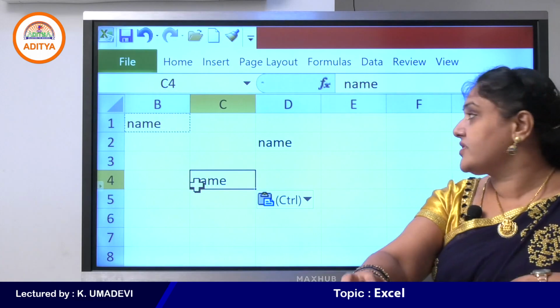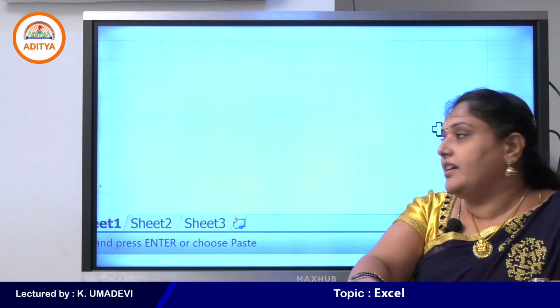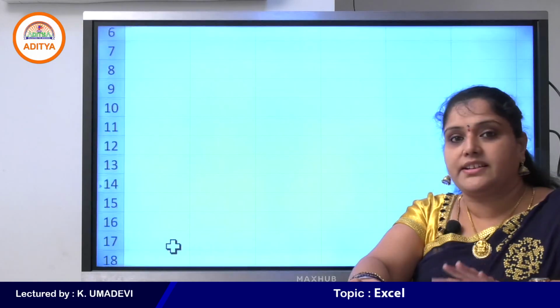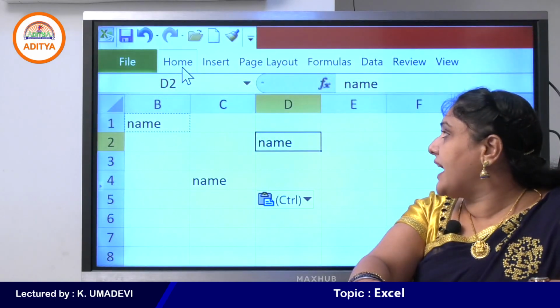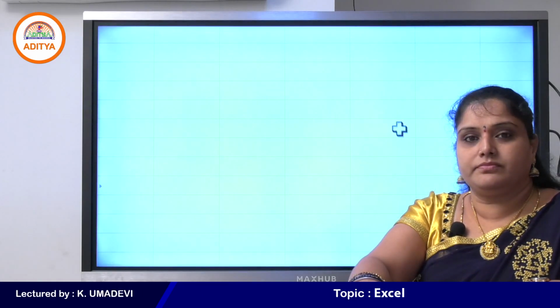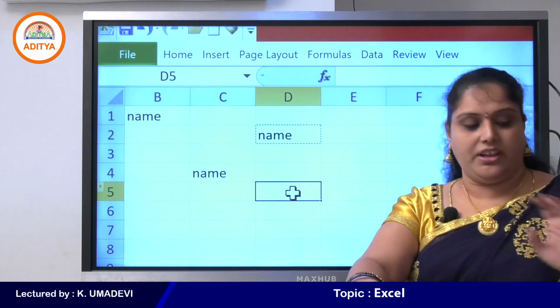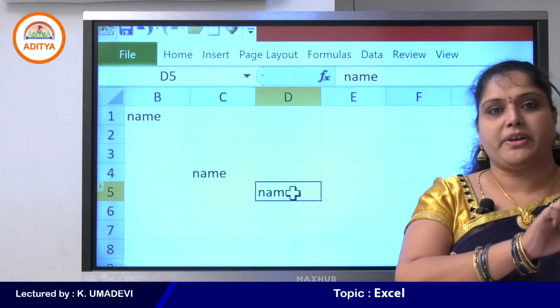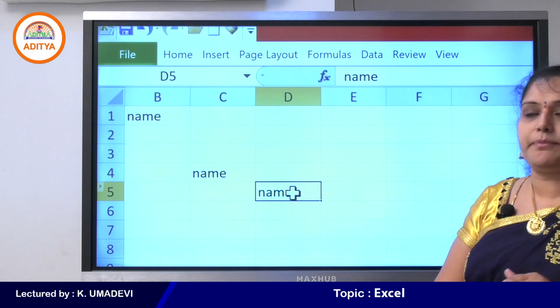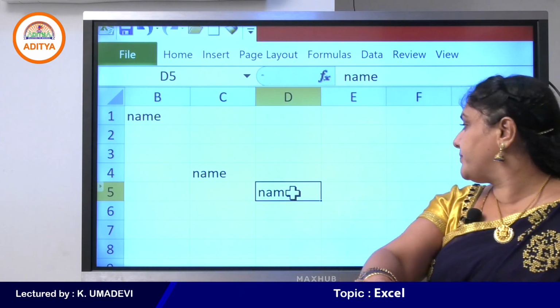So if you want to use cut option, select any cell that contains the data and go to Home tab and click on Cut. Okay, and then go to another location, simply paste it by using Ctrl plus V, that is the shortcut method, or else you can go to Home tab and click on Paste.